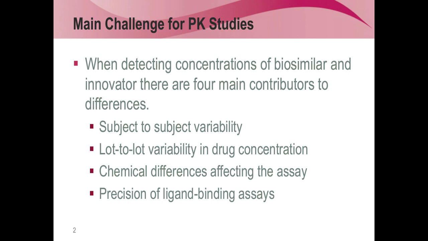When we are first talking about PK studies, that is for most people the most important part, the pharmacokinetic profile, having it similar or identical between the biosimilar and the innovator. There are 4 main contributors to variance between those. That is a normal subject-to-subject variability, so the biological variability. And then there's also a lot-to-lot variability in the drug concentration of both the biosimilar and the innovator. And of course, it is not desired, but there could be remaining chemical differences between the biosimilar and the innovator, which then also are picked up by the assay.